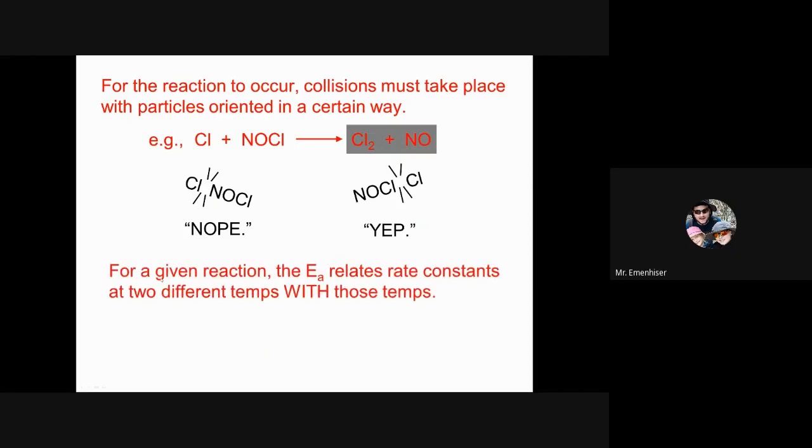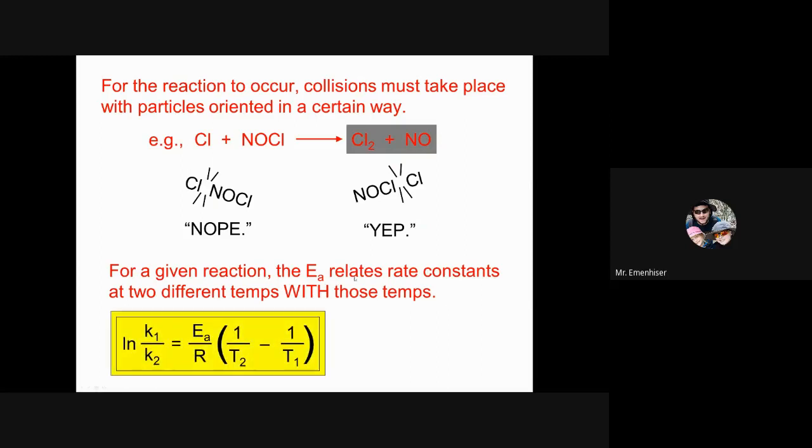Okay? So for a given reaction, the activation energy relates rate constants at two different temperatures. Okay, and we'll be talking about activation energy another time. All right, so the activation energy relates rate constants at two different temperatures. So the natural log of K1 over K2, so these are two different constants at two different temperatures, and that's equal to EA over R, 1 over the second temperature minus 1 over the first temperature. Okay, and we don't use this equation much, but we'll talk about activation energy a little bit.